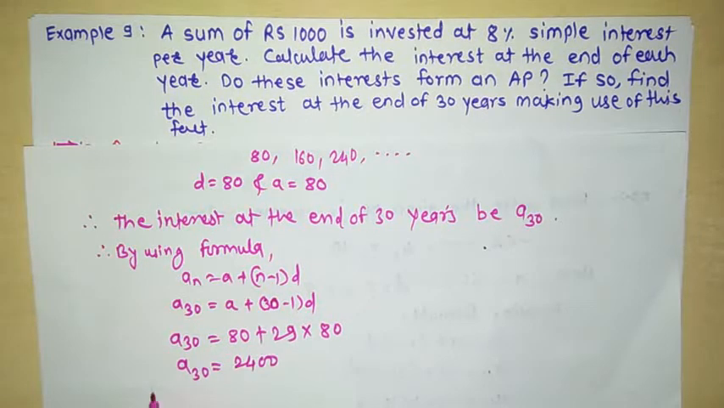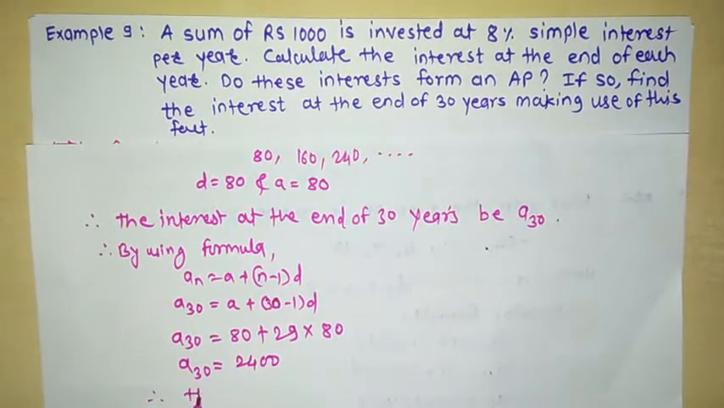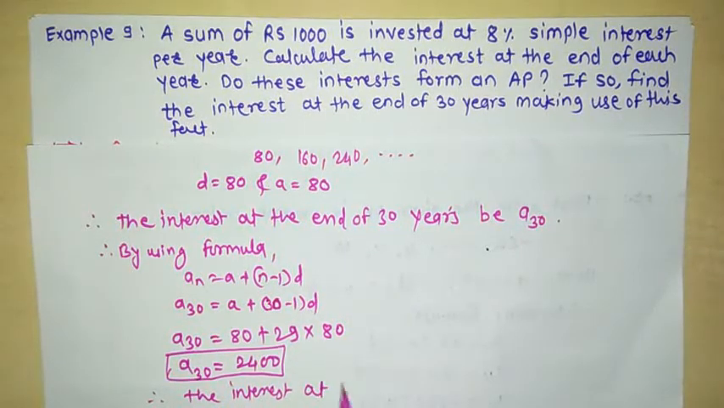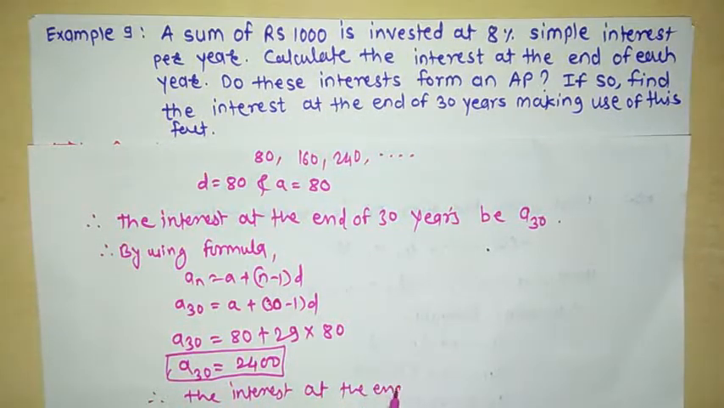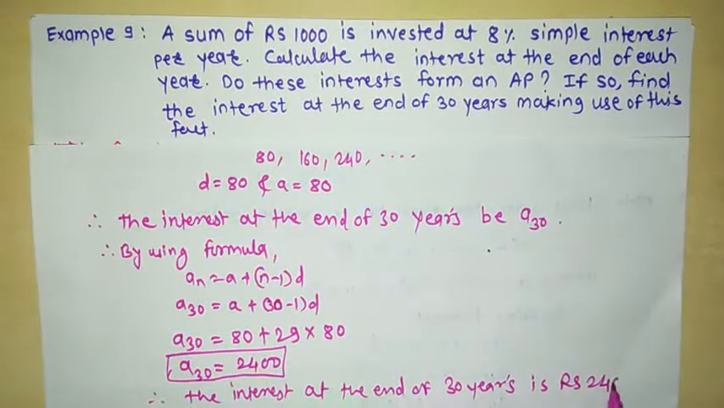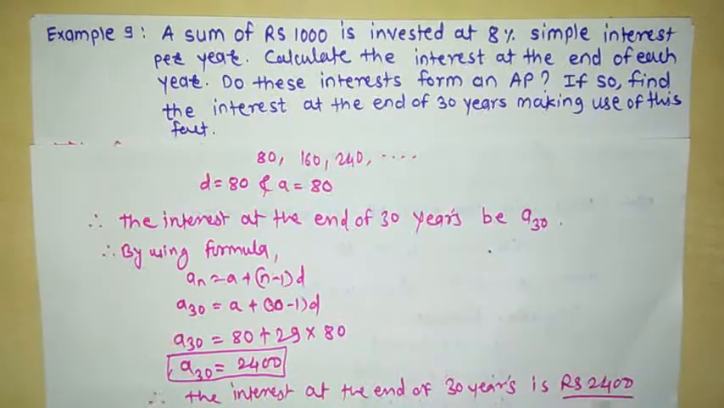Calculate this: 29 into 80 plus 80 comes to 2400. Therefore, the interest at the end of 30 years is rupees 2400.